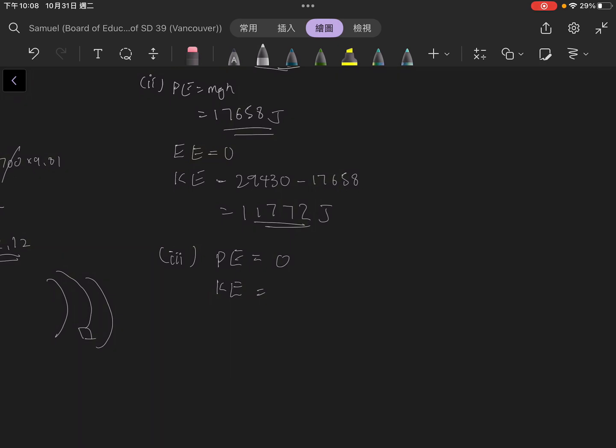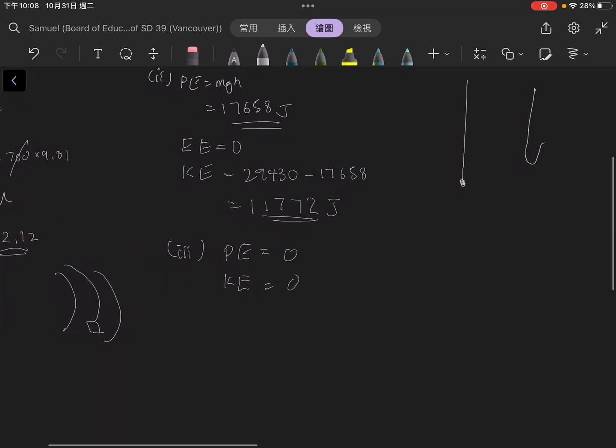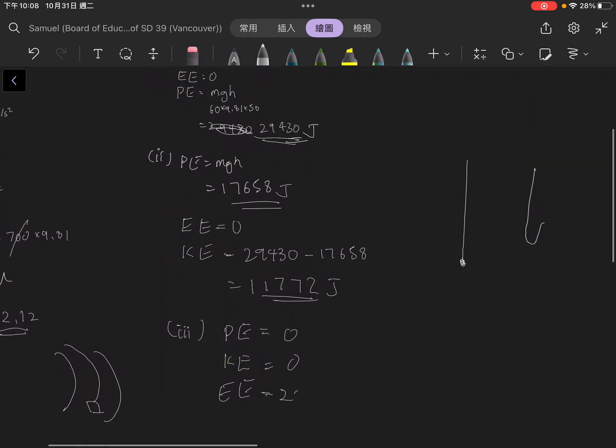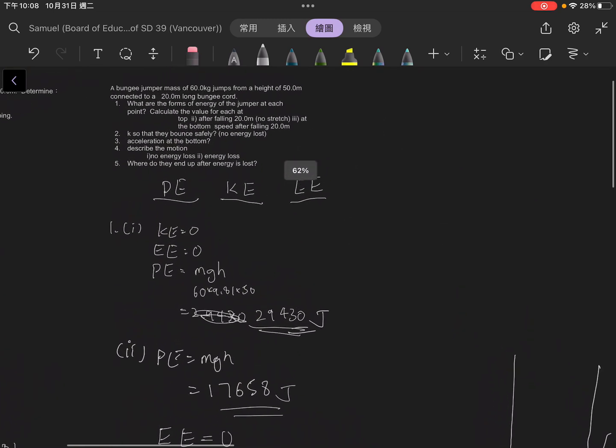Imagine a jumper falling down, and when it reaches the end, it gets pulled completely by the cord. At the very bottom, the velocity of the jumper will be absolute 0, because it's transitioning from a falling motion to a going up motion. So at the complete bottom point, the KE will be 0, because the velocity is also 0. The remaining one is just the EE, which is our total energy, 29,430 joules.